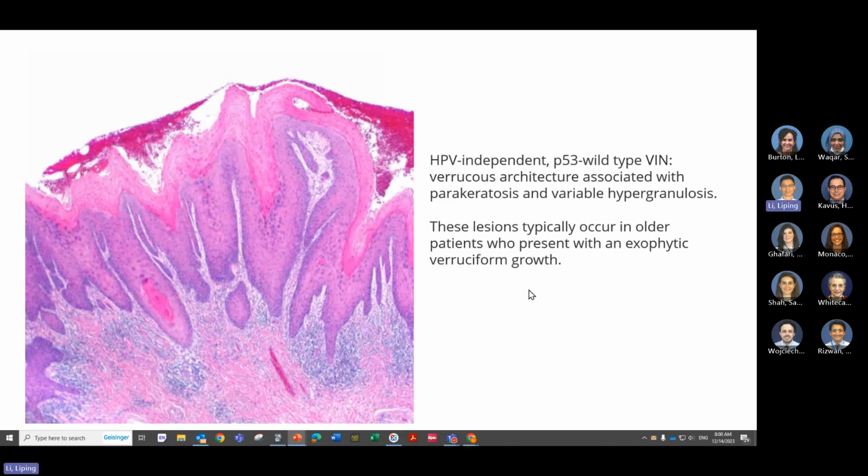And then the last entity is HPV independent and P53 wild type. So this one, you could not see significant atypia, including in the basal cell layer. All the cells maybe are just larger with this eosinophilic cytoplasm. The only feature of this one is that the epidermis is kind of thicker. So this looks acanthotic. We also have this parakeratosis.